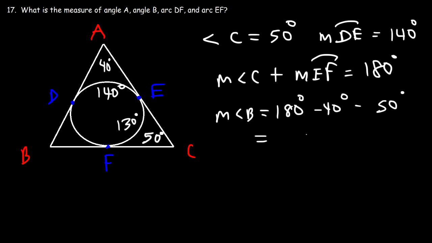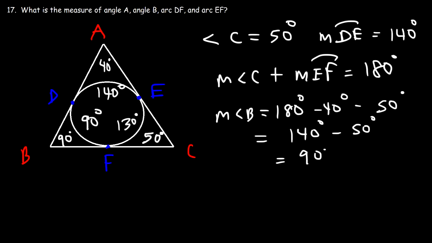So 180 minus 40 is 140, and 140 minus 50 is 90. So angle B is 90. Now the last part, arc DF, is going to be 180 minus 90, which is 90 as well.